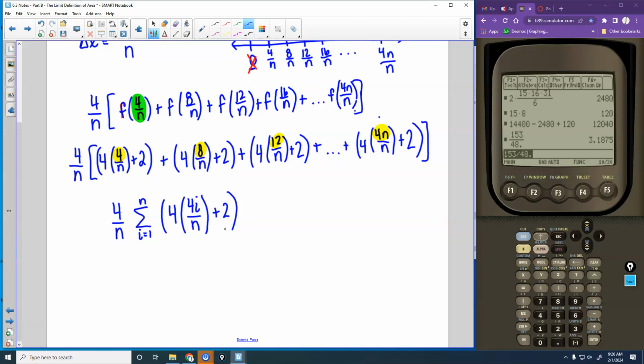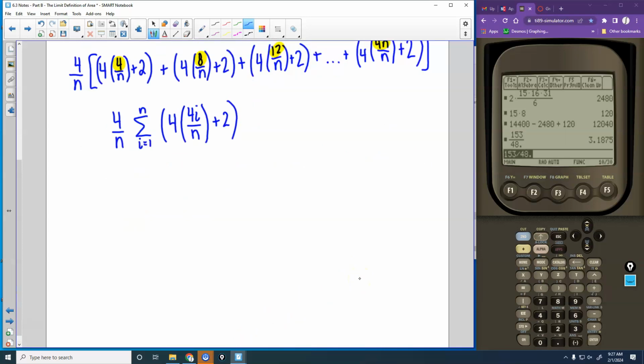Okay, because when I start plugging numbers in, I'll plug in 1, and I'll get 4 times 1 over n plus 2. That's this, right? Then I'll plug in 2, and I'll have 4 times 2, which is 8 over n plus 2. Then I'll plug in 3, and I'll get 12, and so forth, right? If I'm going up by a number that's not an integer, then I'm going to have to put that multiple with it. So this is our summation notation.